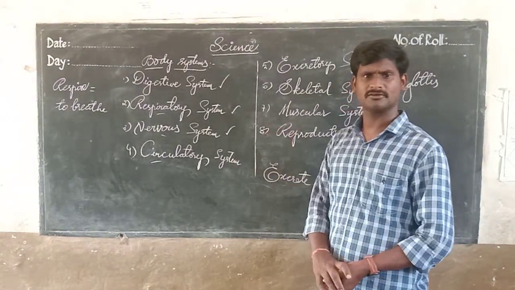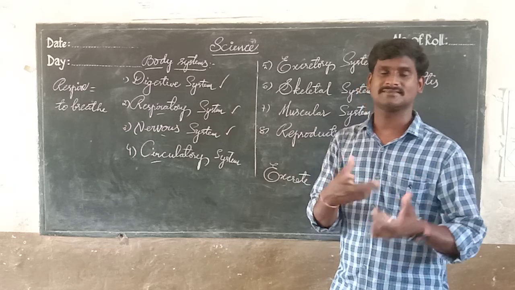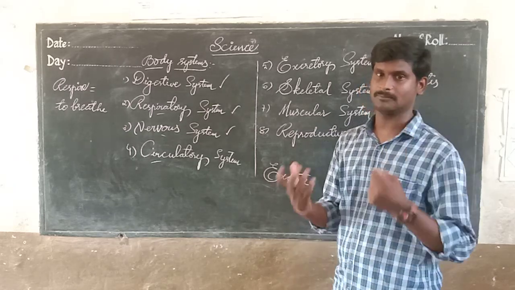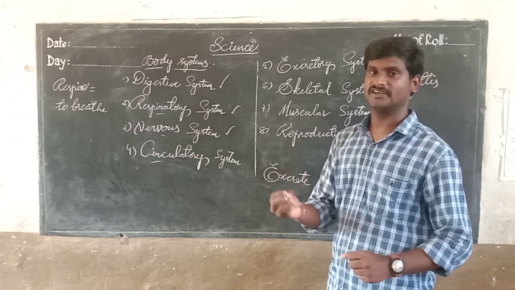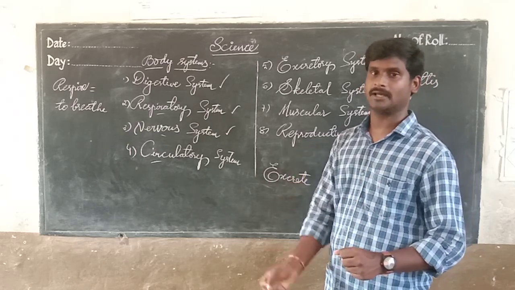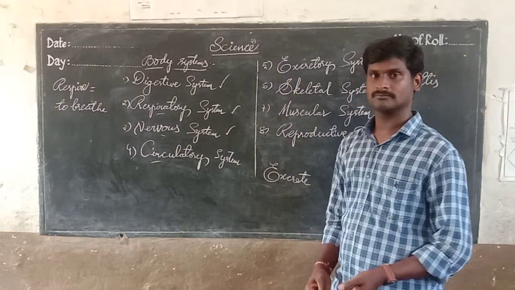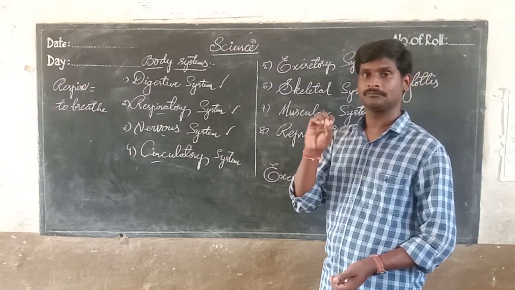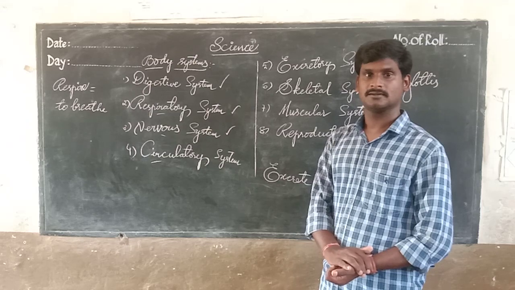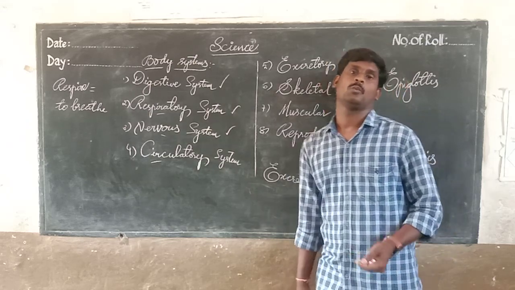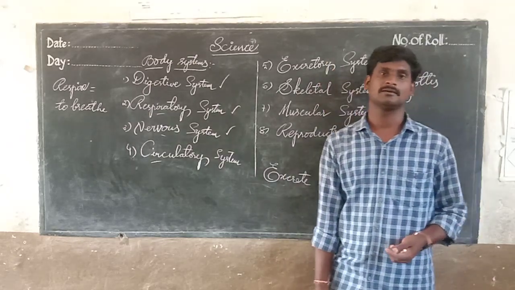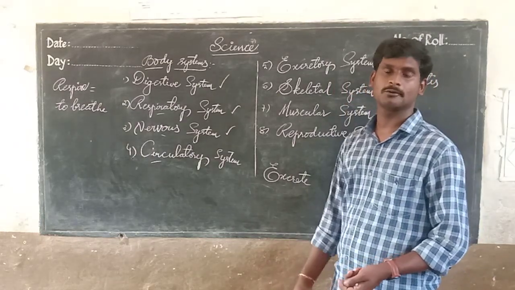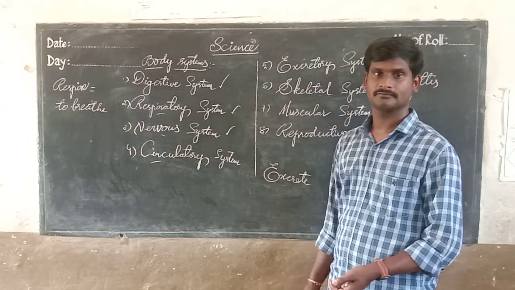What are the main parts? You know the blood contains some unnecessary waste particles. They should be filtered out of the blood, and the filtering work is done by the excretory system. The main parts here are the kidneys. The kidneys play a major role in this system.